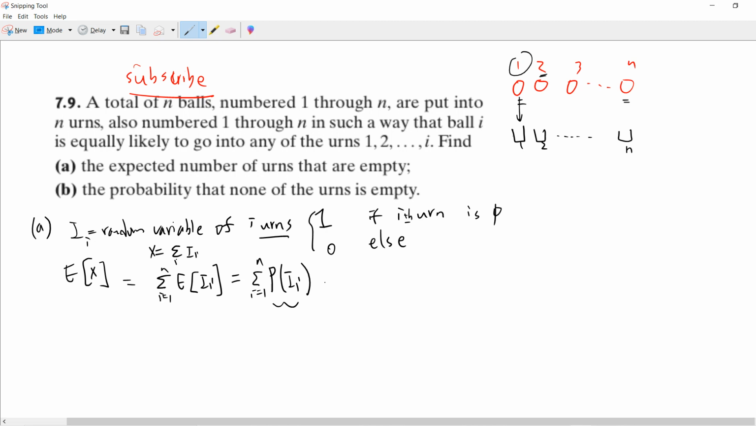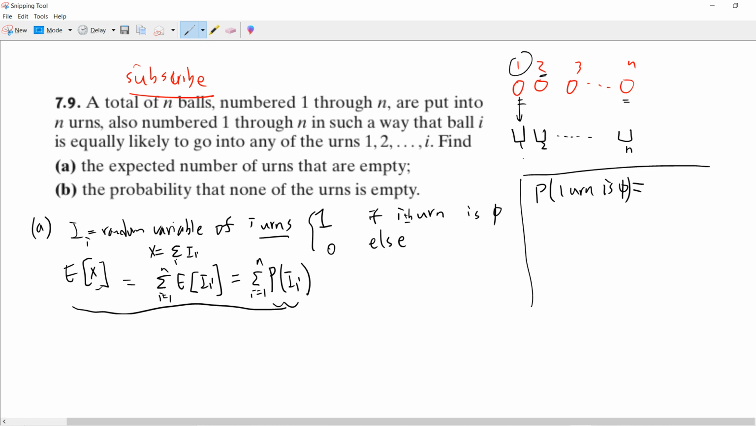Yeah, so this is the key step. Once you understand this, everything will be okay. So let's ask what is the probability that the first urn is empty. This is impossible, because the first ball must go to the first urn. So the probability that the first urn is empty is 0. What about the probability that the second urn is empty?